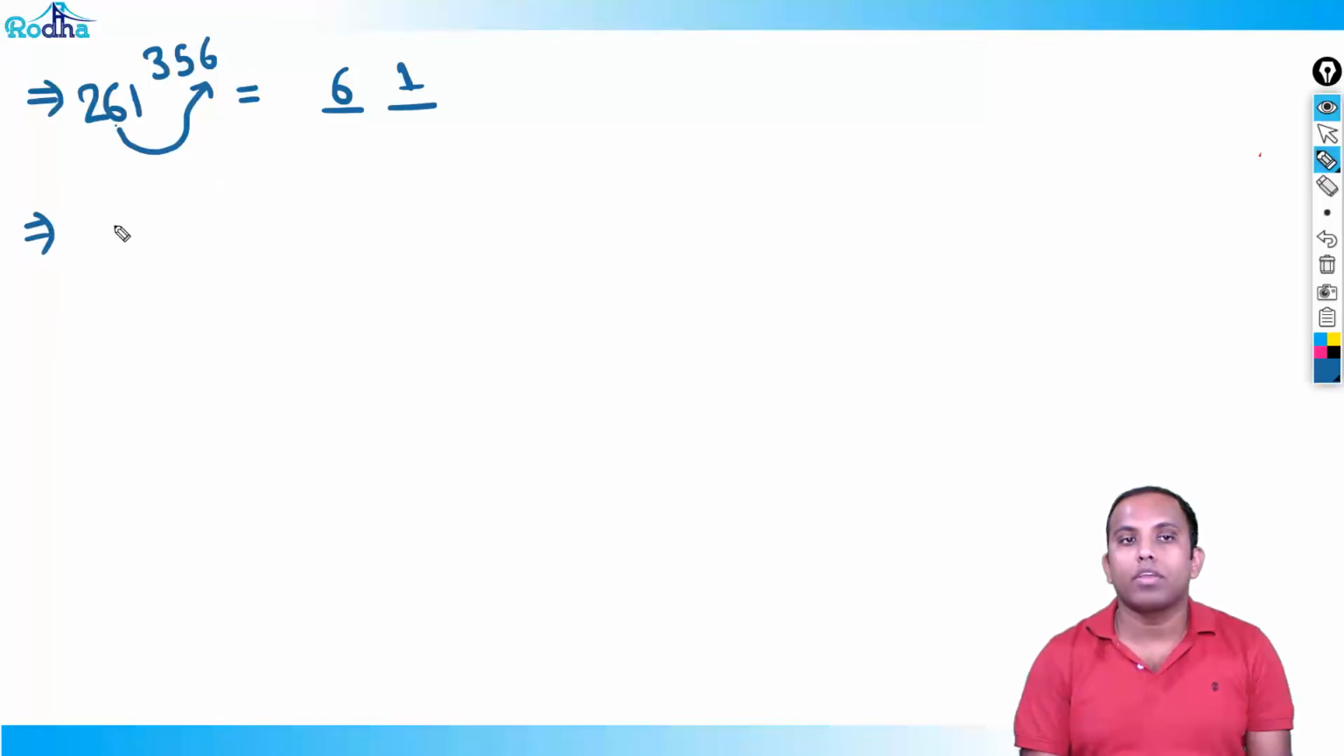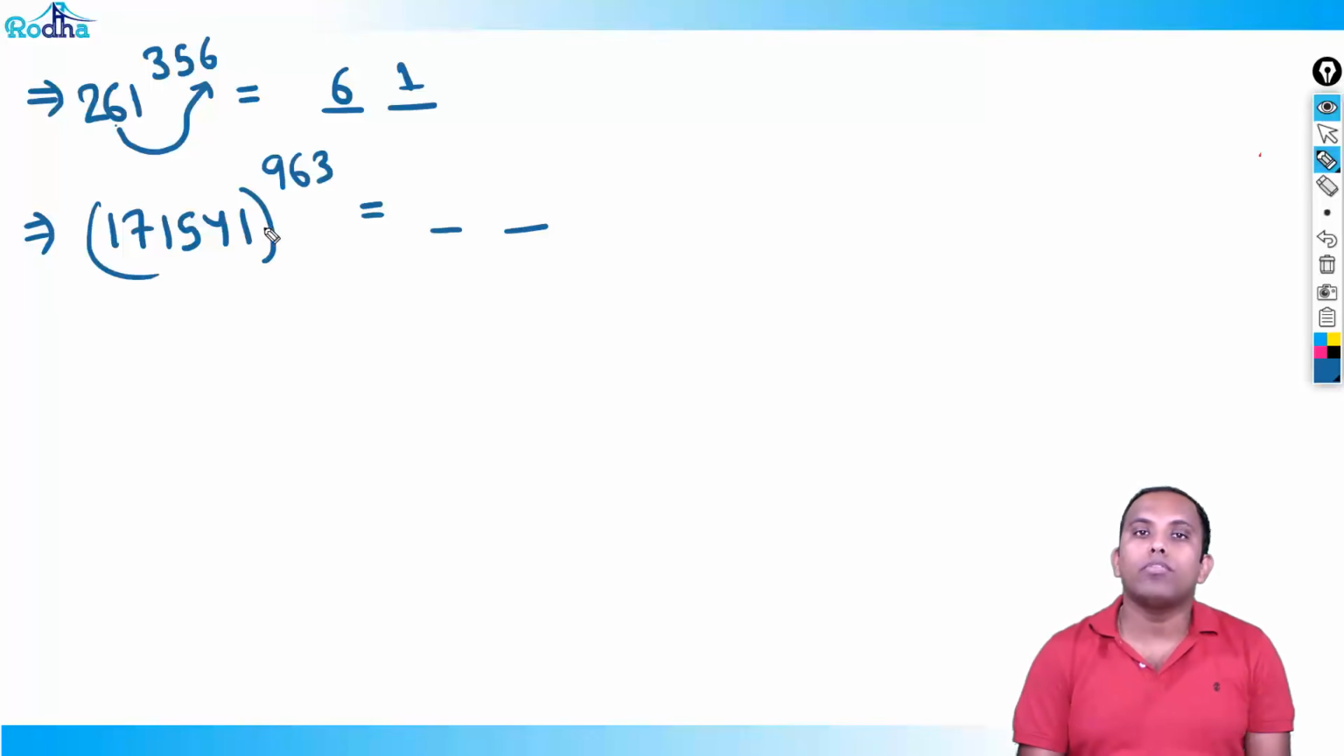Another example: 171,541 raised to 963. Again, the funda is the same. It's ending in 1, so any power of it will always end in 1 only. For the tens digit, the tens digit of the number multiplied by the unit digit of the power: 4 into 3 is 12, last is 2. So it is 21.